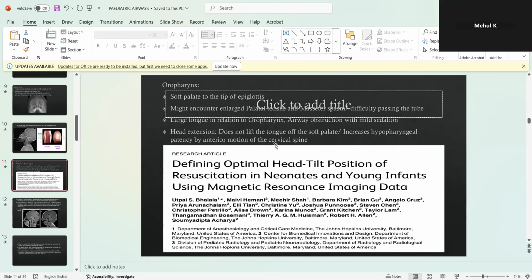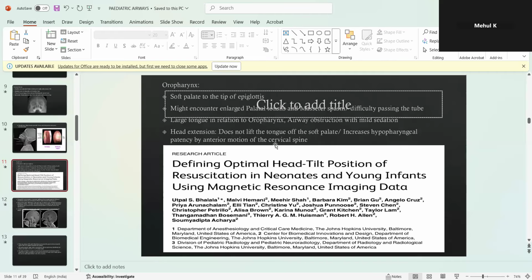One needs to understand that head extension alone doesn't lift the tongue off of the soft palate or the posterior pharyngeal wall. What it does is increase the hypopharyngeal patency by the anterior motion of the cervical spine. This holds true in the pediatric population and in the adult population. Head extension during positive pressure ventilation is recommended in the neonatal resuscitation protocol and neonatal life support algorithm, but none of them mentions how much head extension will result in a patent airway.